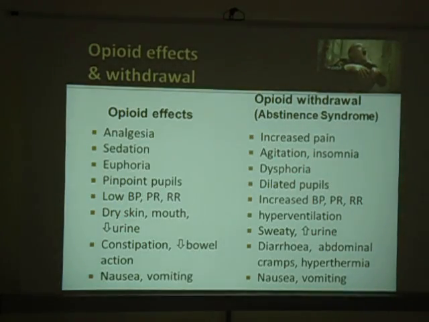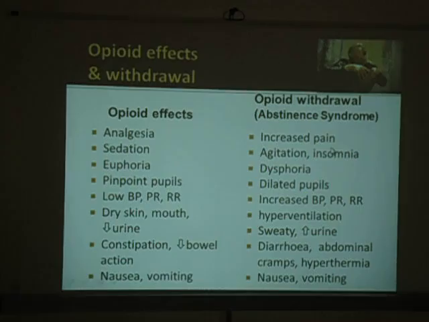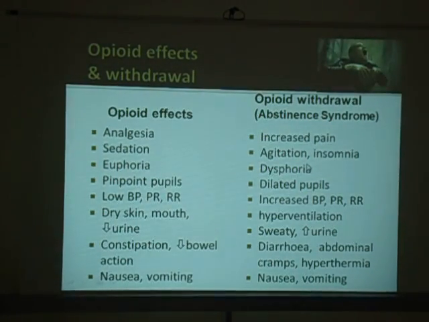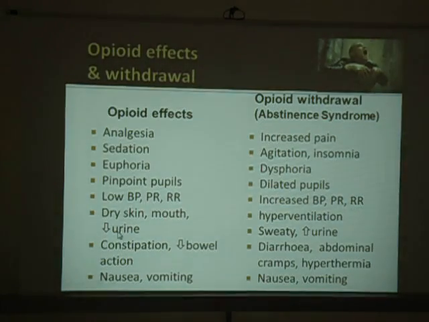Okay, coming to the abstinence syndrome and opioid effects. You can see analgesia; in withdrawal there can be increased pain, sedation, agitation, insomnia, euphoria can go to dysphoria, pinpoint to dilated pupils, low BP, pulse rate and respiratory rate can be increased, dry skin, hyperventilation, sweaty, urine output has decreased.